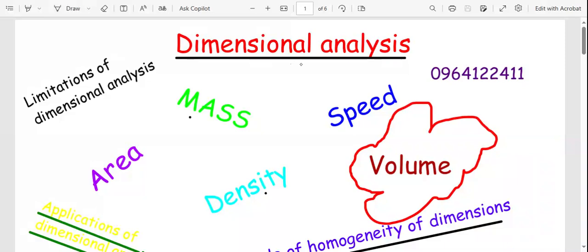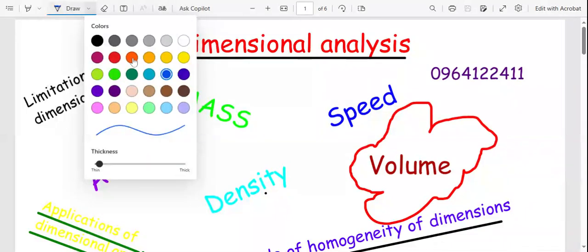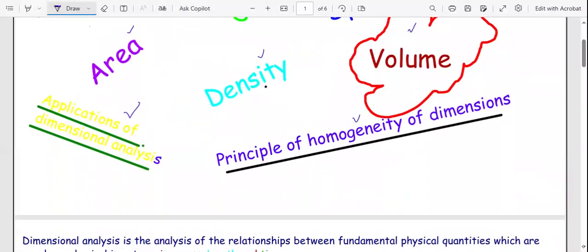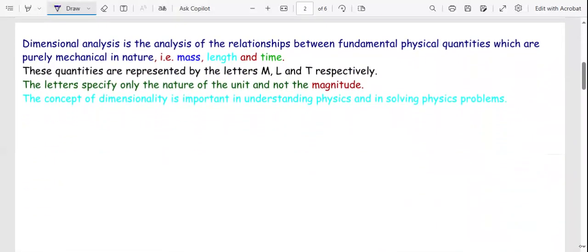We are now doing dimension analysis. Inside there, we'll look at limitations, definitions, applications, laws of homogeneity of dimension analysis, density dimension analysis, mass dimension analysis, time dimension analysis, area dimension analysis, speed dimension analysis, volume dimension analysis. Those are the things we'll tackle and we'll be able to cover everything. The rest will be just solving questions, which will be the tutorial sheet. I'll bring the tutorial sheet in the next lesson.